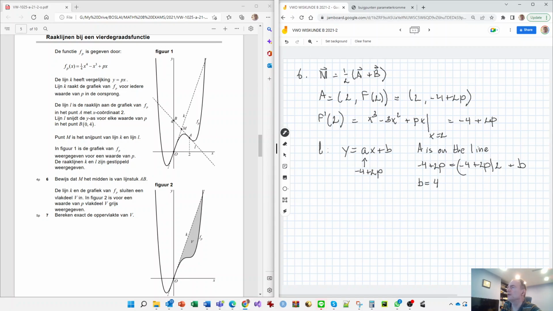Let's see, I will check. A is 2, f of 2. Ah, this is a mistake. And I didn't listen to myself and check every step. So the slope is minus 4 plus p.